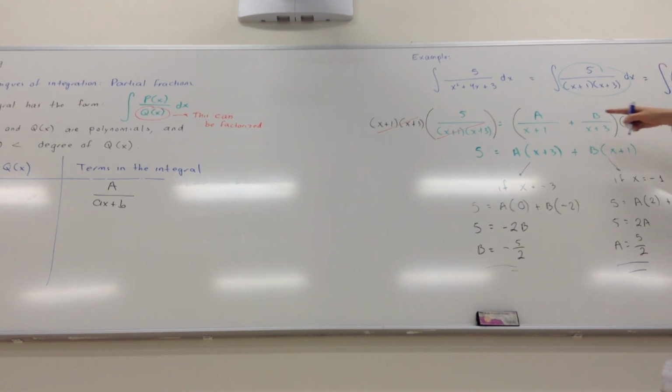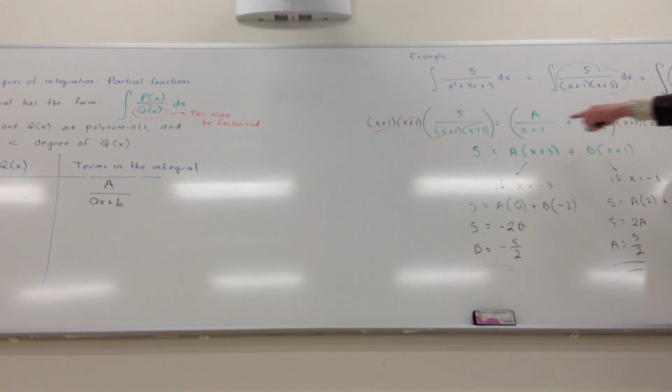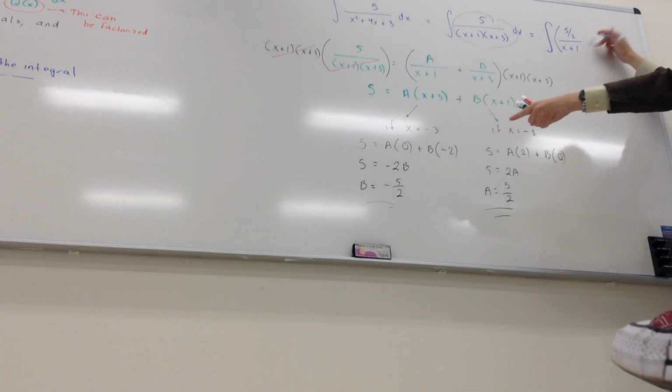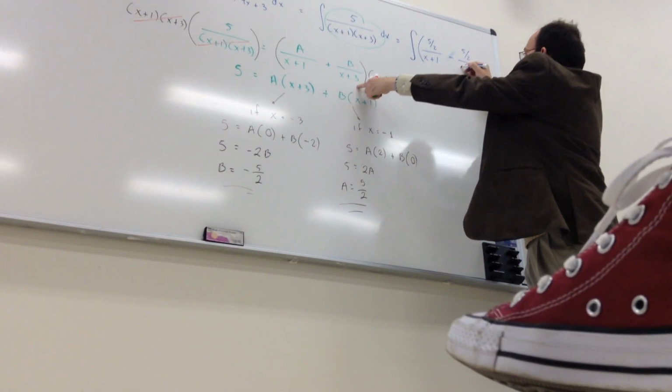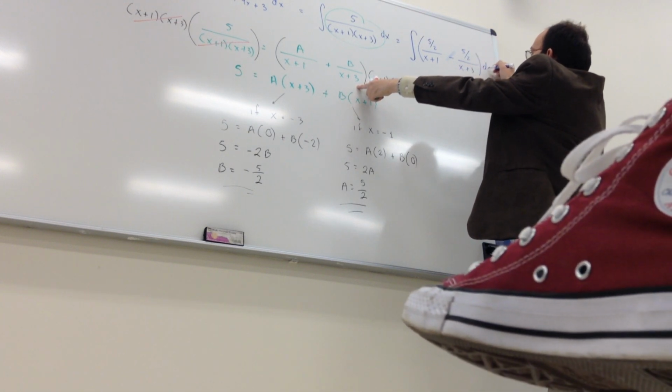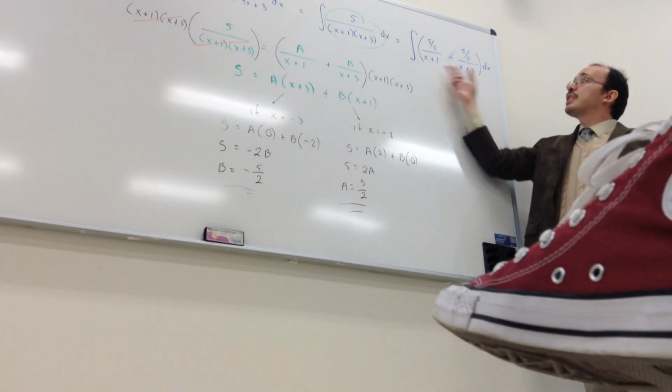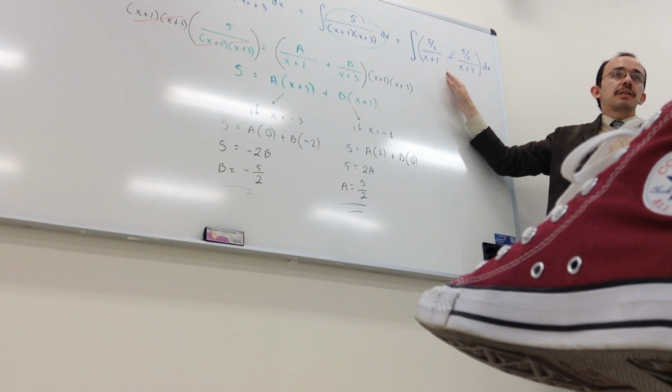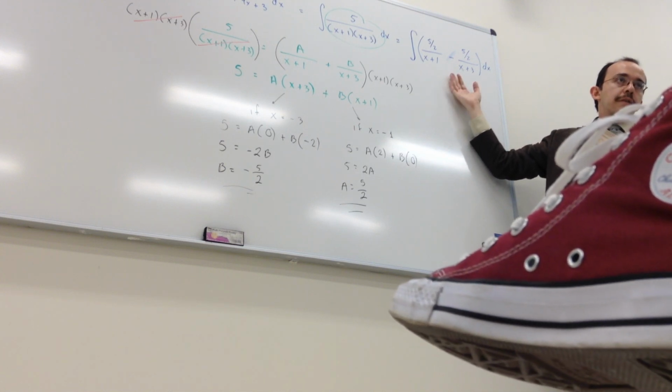Now I can change this integral and decompose it in its factors. A will be what? It's 5 halves over x plus 1 plus, well, minus 5 halves over x plus 3 dx. Now you have two single terms that can be integrated quickly, fast.